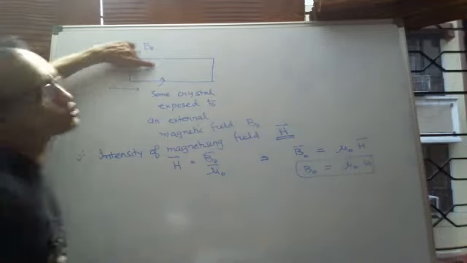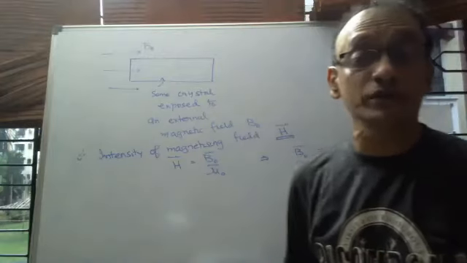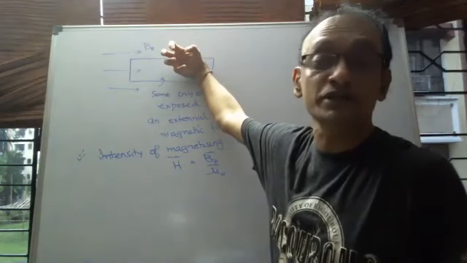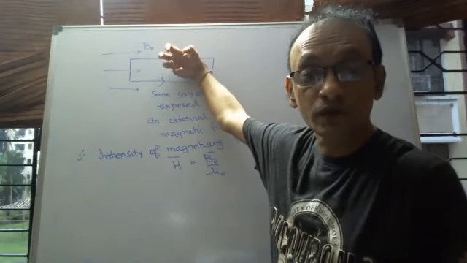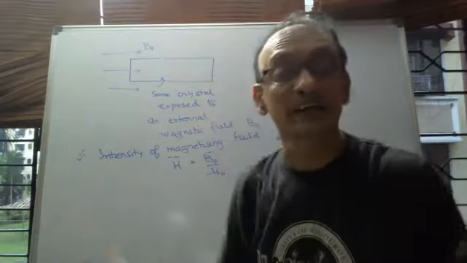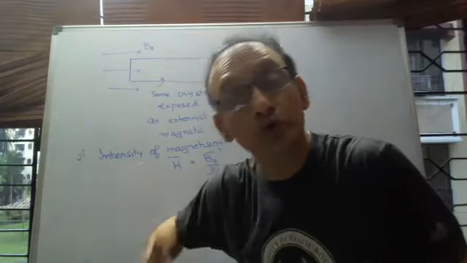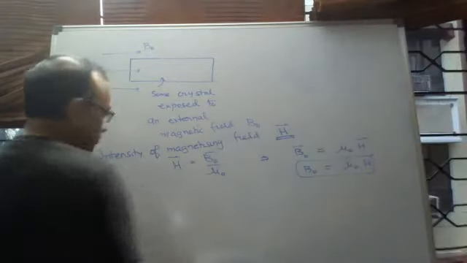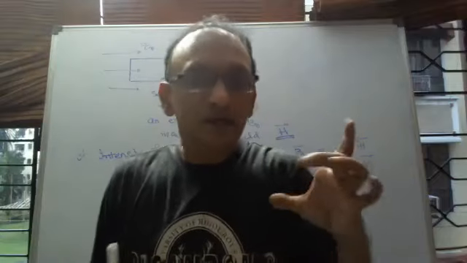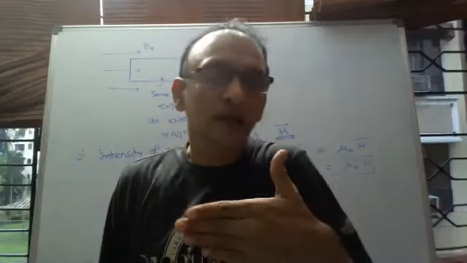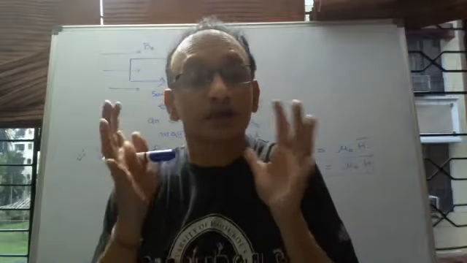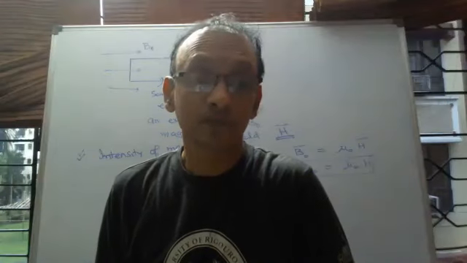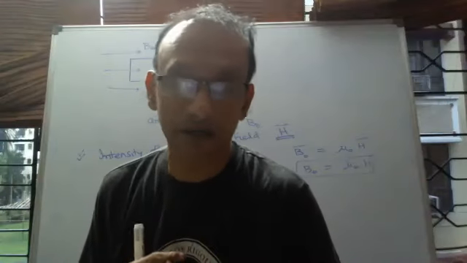Now, when you subject it to an external magnetic field B naught, there is a magnetic field which is produced inside the material. There is a magnetic field which is induced in the material. What happens is, that means now the atoms will get reoriented and there is a magnetic moment produced inside the material.